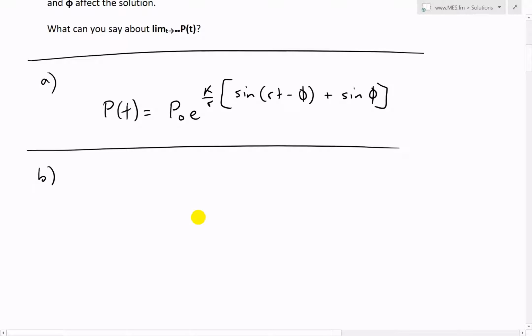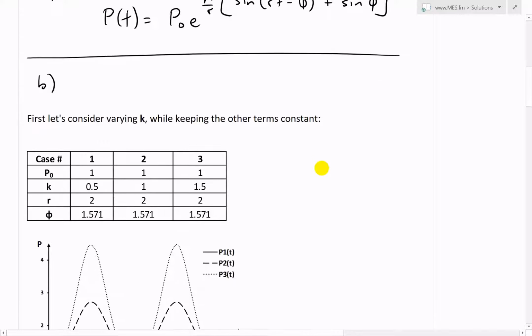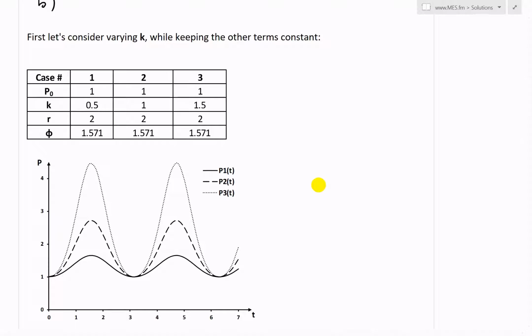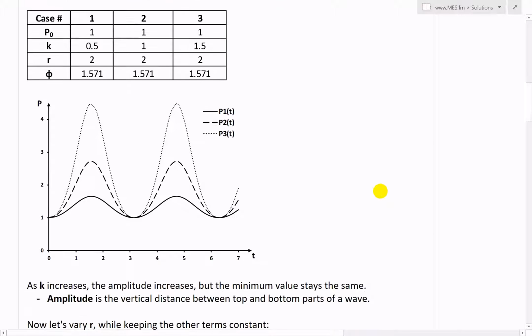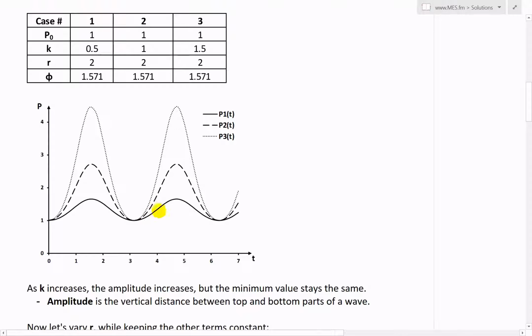So let's go over here. I've copied and pasted that case here, for just varying k, and also that graph. First let's consider varying k while keeping the other terms constant, and what we get is this graph. The first one is where k equals 0.5. We varied k, keeping the other ones constant at those values, and in between, this dashed line is k equals 1, and finally this dotted line is k equals 1.5.